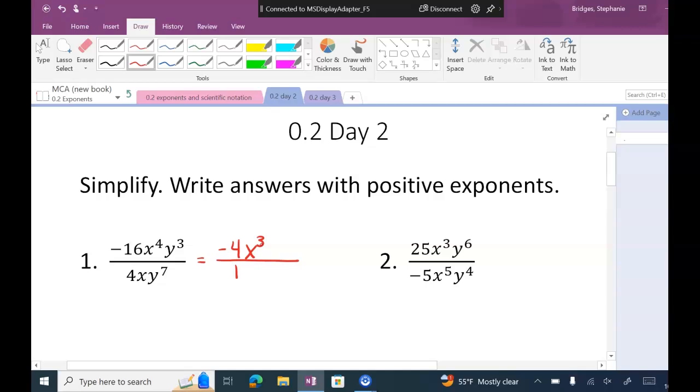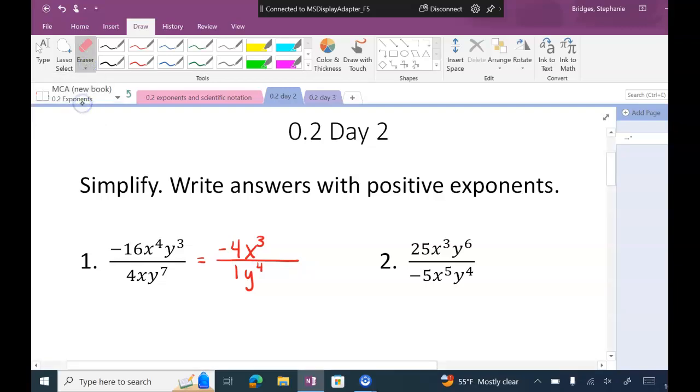And then for my y's, I have 3 y's at the top. How many do I have at the bottom? 7. So where do I have more y's, at the top or at the bottom? At the bottom. So they're going to stay at the bottom. And how many more do I have down there? 4. Okay. I don't have any other variables.